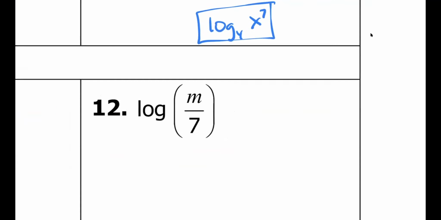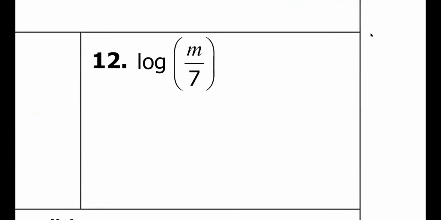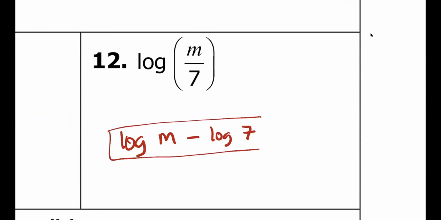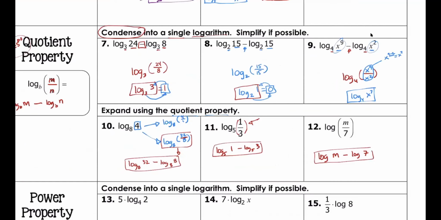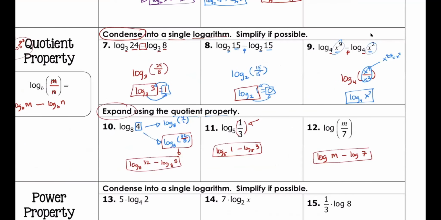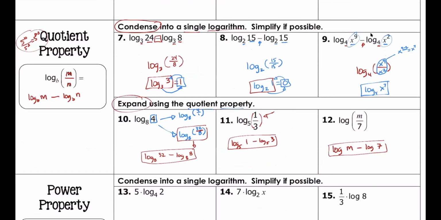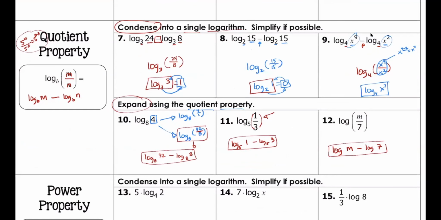Here we go. We have a quotient. So this is going to become log of m minus log of 7. Any questions on condensing or expanding using the quotient property? No. Okay.